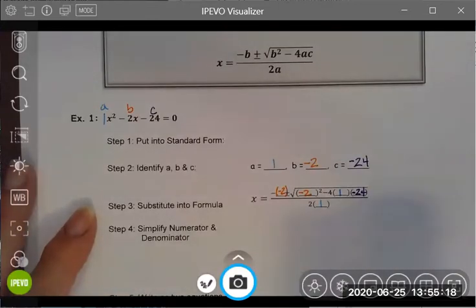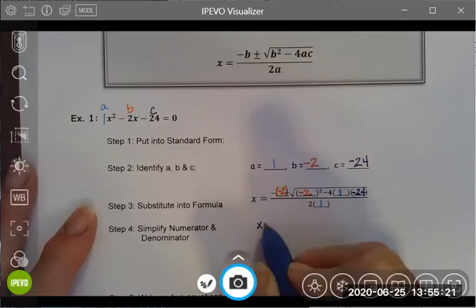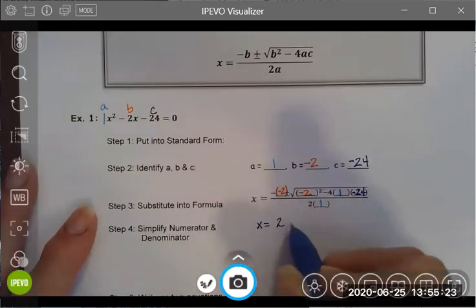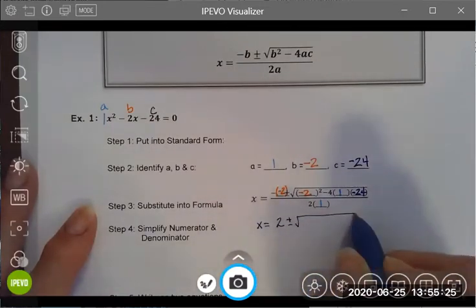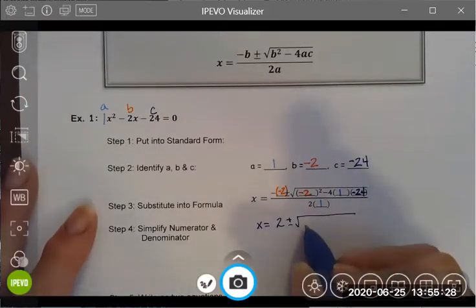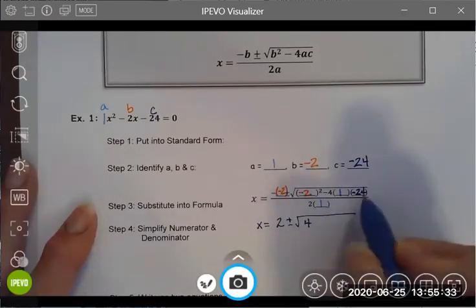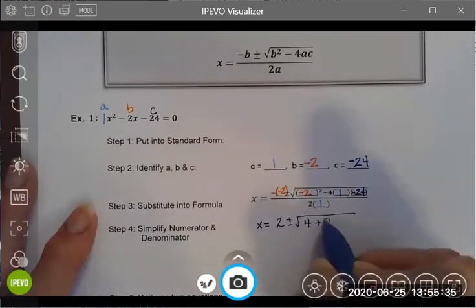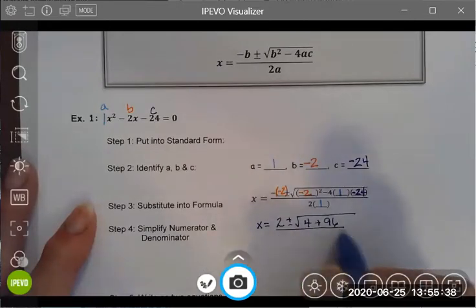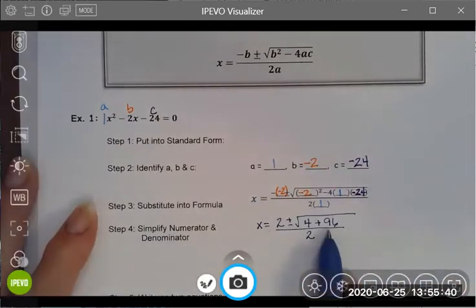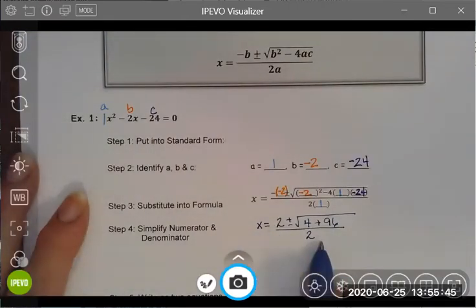From here, I'm just going to simplify. I'm going to say that this is really equal to +2 plus or minus the square root of, if I multiply it, -2 times -2 is +4. -24 times -4 is a +96. And in my denominator, I'm going to put a 2. Remember that this fraction bar is also a grouping symbol. This division by 2 is the very last step that you do. You cannot divide any of these parts by 2 until the very last step.